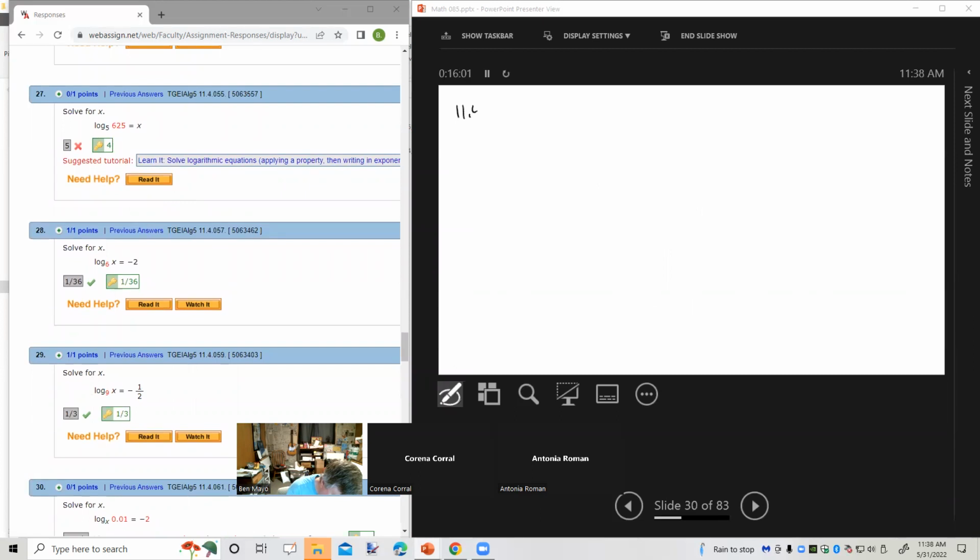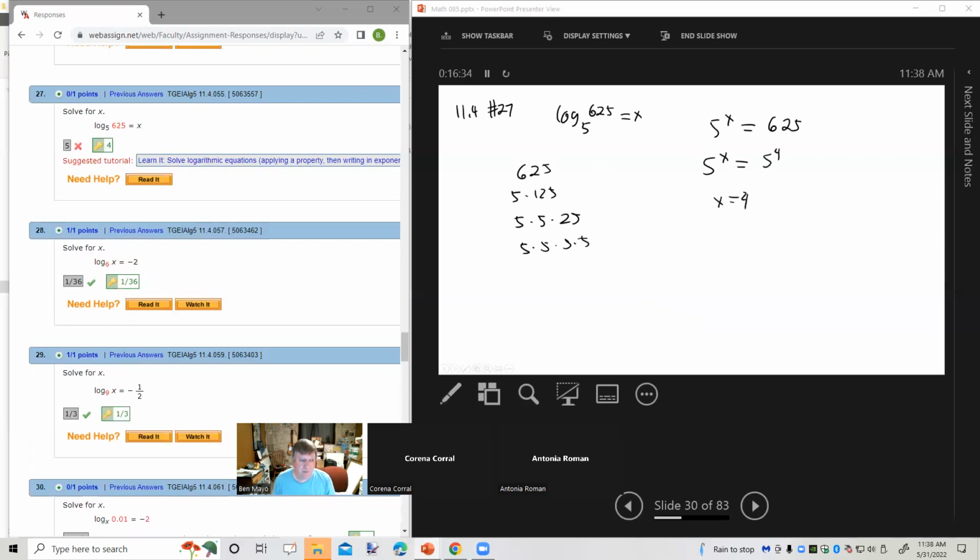So 11.4, number 27. Solve for x. Log base 5 of 625 equals x. Changing this to an exponential equation, we'd have 5 to the x power equals 625. But 625 is 5 times 125, or 5 times 5 times 25, or 5 times 5 times 5 times 5. So 5 to the 4th power. So x is 4.